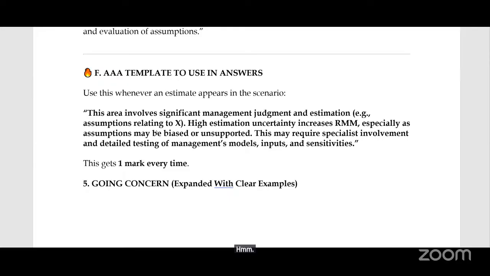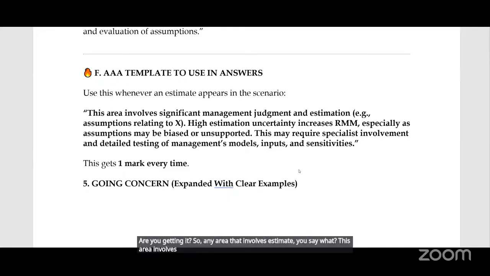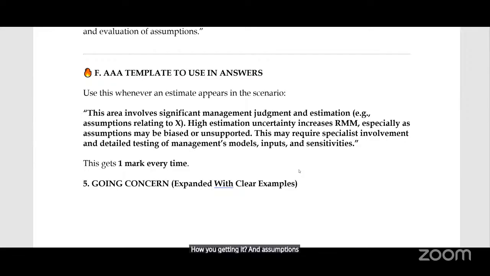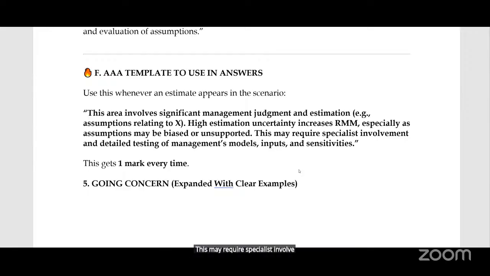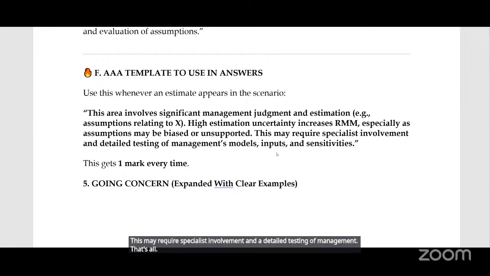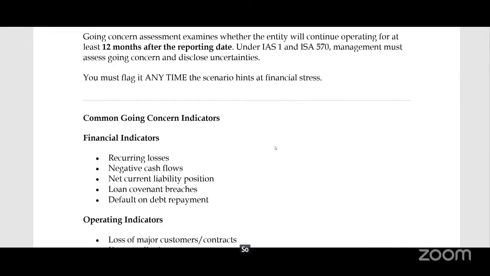Are you getting it? So any area that involves estimate, you say what? This area involves significant management judgment and estimation. Are you getting it? And assumptions relating to this. High estimation uncertainty increases this, especially assumptions that may be biased or unsupported. This may require specialist involvement and a detailed testing of management. That's all.